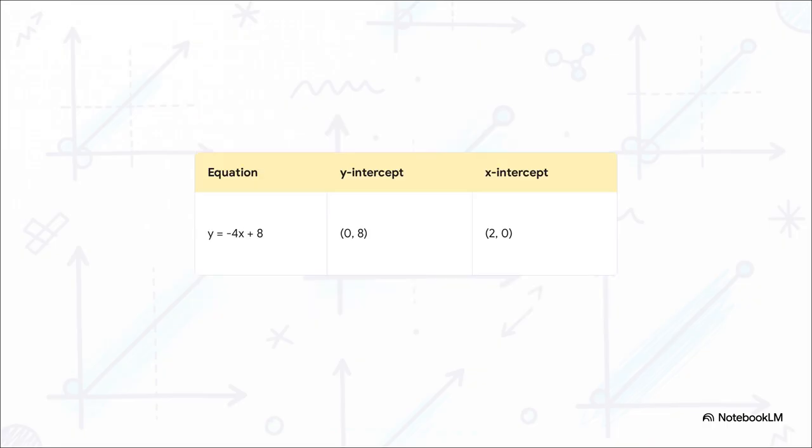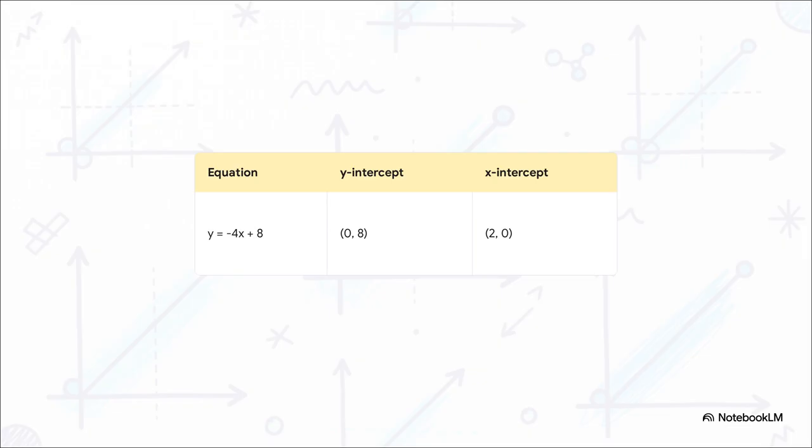Let's try example 2, and I'll speed things up a bit just to show you how fast and effortless this method becomes once you fully spot the pattern. Equation: y equals negative 4x plus 8. Y-intercept: make x 0. Negative 4 times 0 is 0, leaving y equals 8. Boom! Our point is (0, 8).